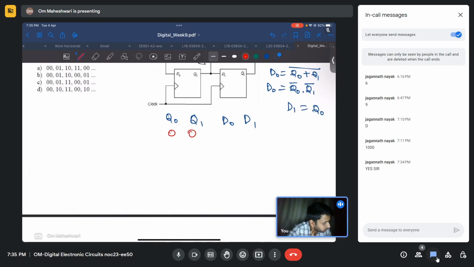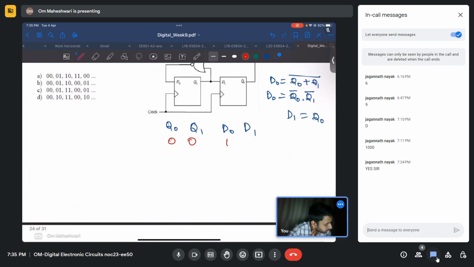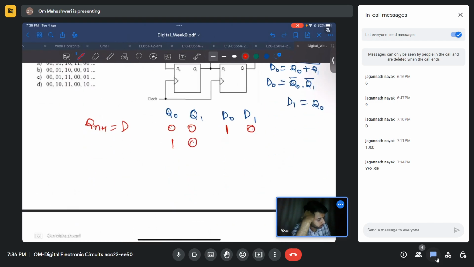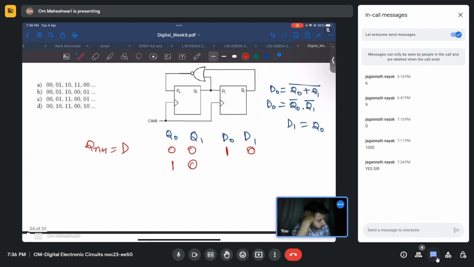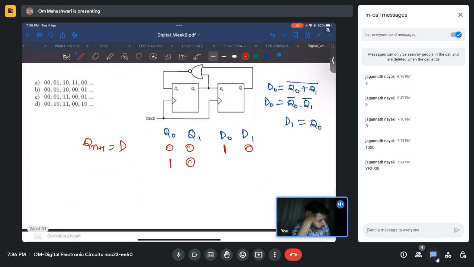So we start with 0, 0. D0 will be Q0, Q1 bar, that is 1. D1 will be Q0. Next state will be, we have D flip flop, Q plus 1 is D. So next state will be 1, 0. If we have 1, 0, then D1 will be Q0, that is 1. D0 will be Q0 bar, Q1 bar, that is 0. Next state is 0, 1.